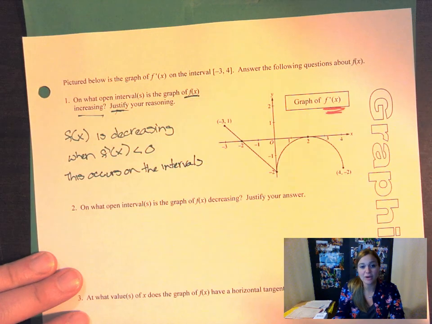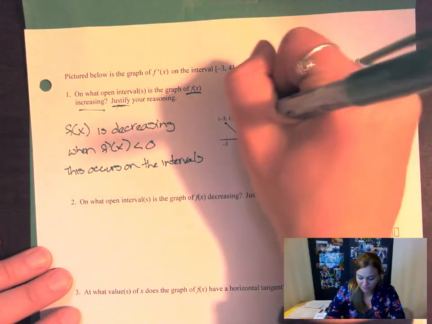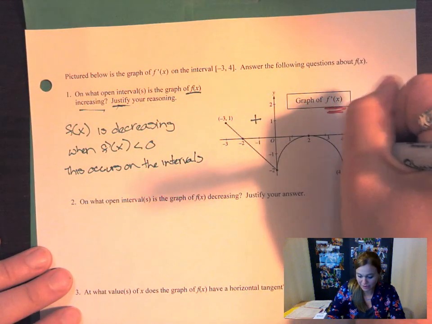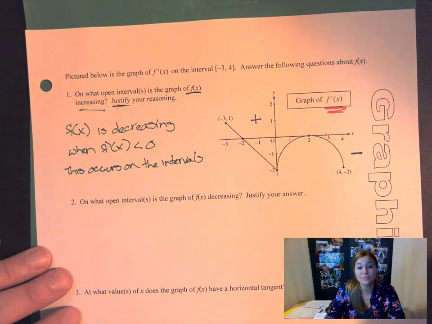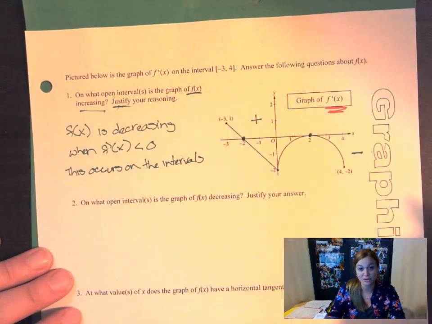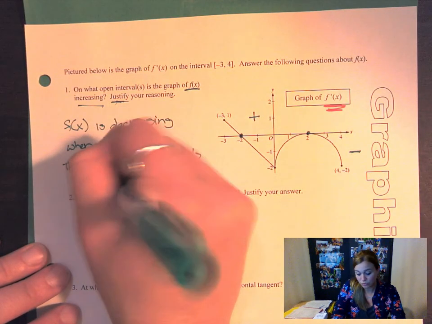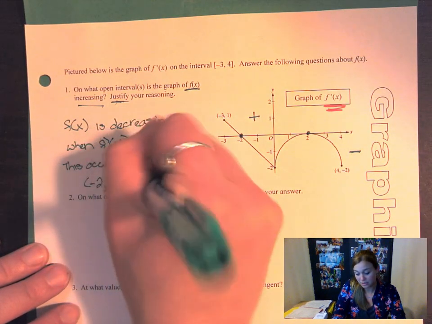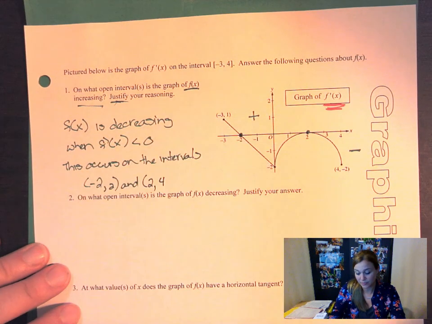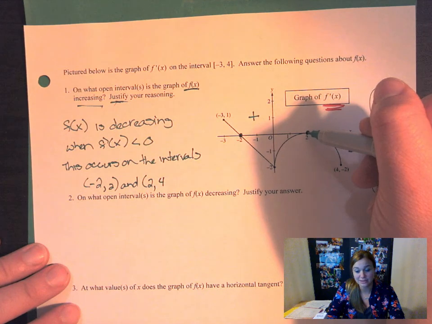And if I'm talking about negative and positive, not increasing and decreasing, above the x-axis is positive, below the x-axis is negative. And you have to be careful that you're taking into account all the places where this graph is 0. So f prime of x is equal to 0 here and here. So I'm going to say on the interval -2 to 2 and 2 to 4. So -2 to 2, I know that f prime of x is less than 0.